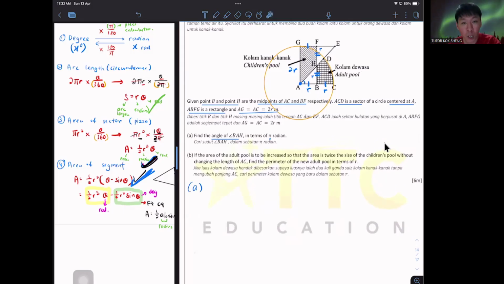So to find the angle here, we have the sector. But I think no other length is given to you except for the radius. So we're not going to refer to this sector. We refer to another shape that's inside the sector, this triangle.